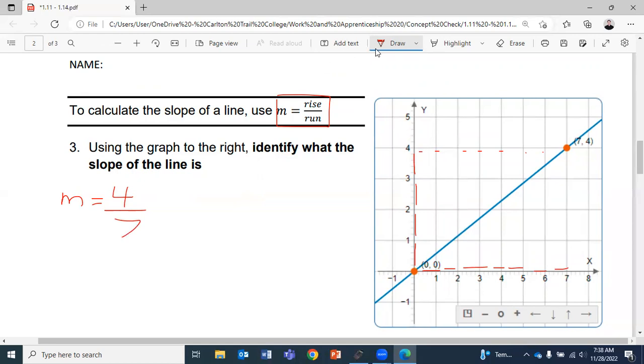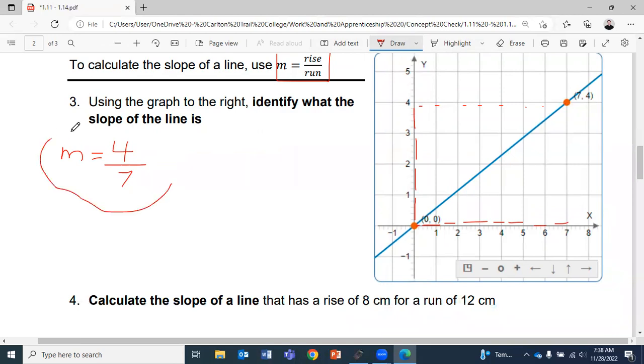And how did I get this 4 and 7? All I did was I looked at the distance between these 2 points on this graph, right? From this line to this line. That's my answer. M equals 4 over 7. The slope is 4/7. I can't simplify that anymore. That's as simplified as it can possibly get.